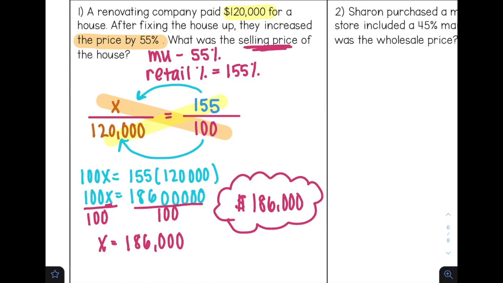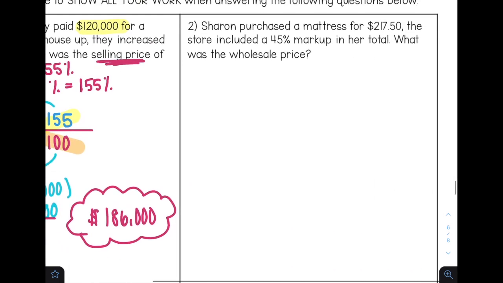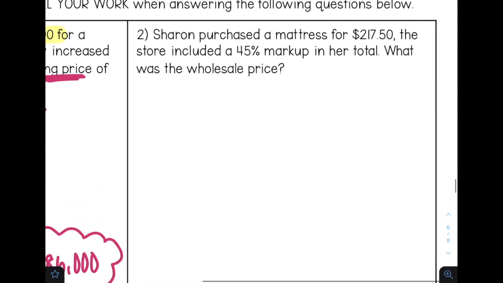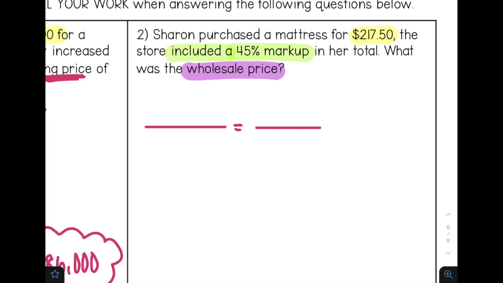Okay, let's try number 2. Number 2, we have a mattress that costs $217.50. The store included, and that's a key, included a 45% markup in her total. What is the wholesale? So part of this is just going back and reading the question very carefully. So I'm going to use my proportions in this situation because there's going to be some parts missing.